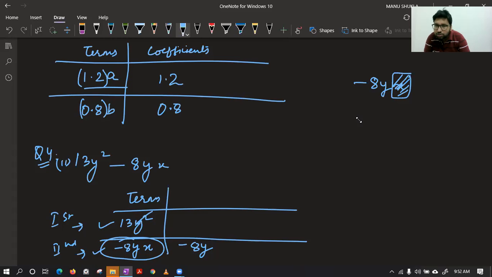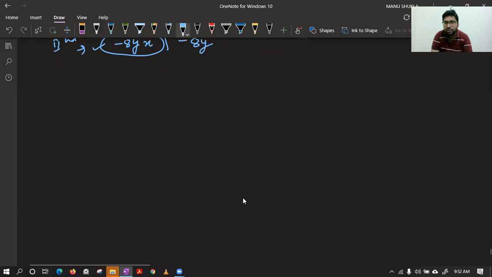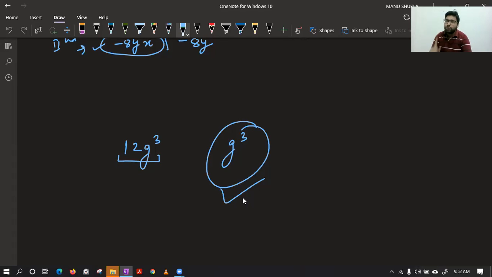Sir, if 12g power 3, then the coefficient of g is 12? Okay, one second. Class, please see the doubt by Kritika. If you have 12g power 3 and it is asking what is the coefficient of g, you will say nothing, because g is not there. They have to ask what is the coefficient of g cube. If they ask what is the coefficient of g cube, then the answer is 12.